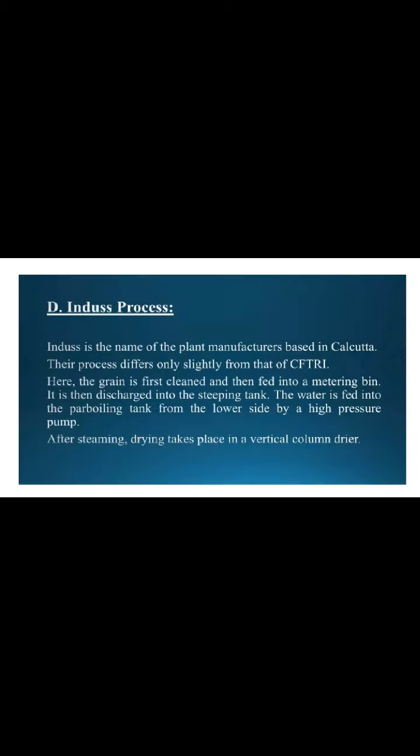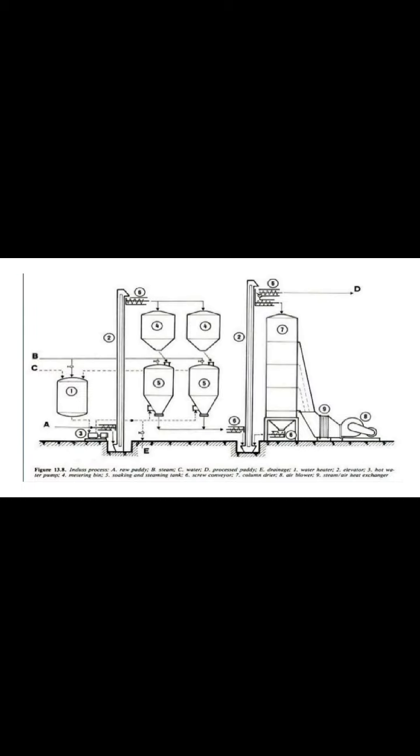The Indus process is also the name of a plant manufacturer based in Calcutta. This process differs only slightly from that of CFTRI. Here the grain is first cleaned and then fed into a metering bin. It is then discharged into the steeping tank. The water is fed into the parboiling tank from the lower side by a high pressure pump. After steaming, drying takes place in a vertical column dryer. This is the Indus process parboiling plant.